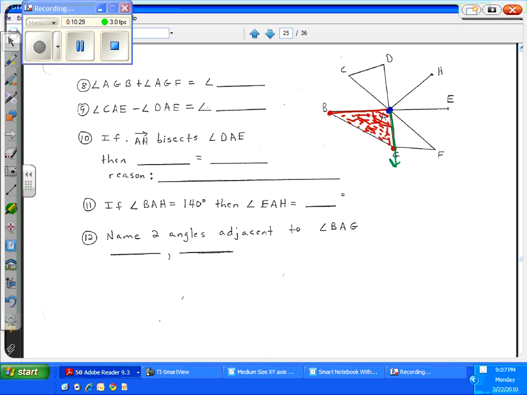So it has to have a common vertex, which has to be that. It has to have a common side, which is either here or here. So we got more than one choice. If we choose the green, then it can have no common interior point. So the nearest, or the smallest, I should say, angle adjacent to angle BAG would be this angle right here, which is angle CAF.